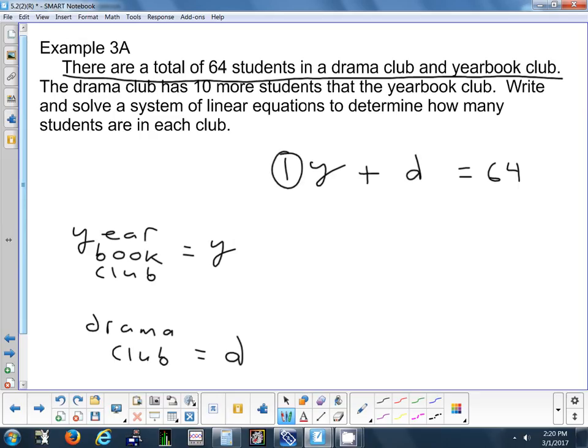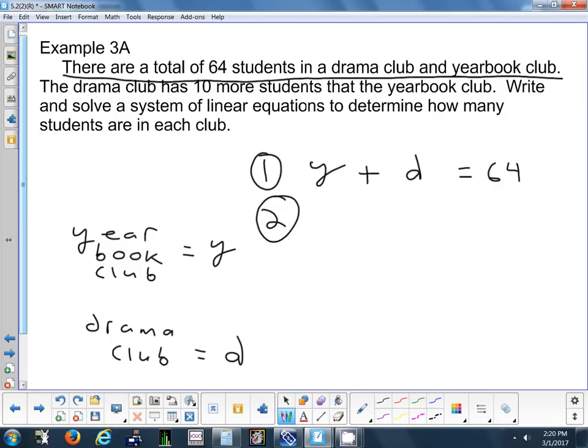Usually that first equation is going to be based on the total. Maybe the total amount of money that you made, total amount of tickets that were sold. It's usually going to have single variables like it does there. Now, if we're talking about money, like an adult ticket costs $10 and a student ticket costs $5, you might put those numbers with the variables. But in this case, we didn't give any money values, so we just leave them as single variables.